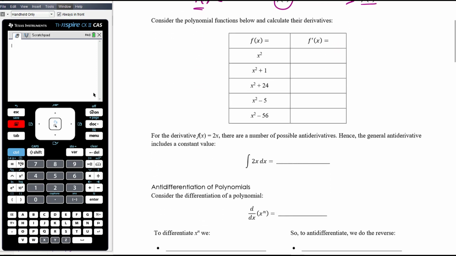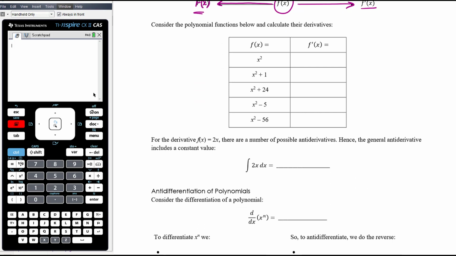Okay, let's think about the polynomial functions below. So we're going to establish our rules for antiderivatives by thinking about what we know about derivatives. Let's calculate the derivative for each of the following polynomial functions. So if f of x is equal to x squared, then f dash x, the derivative, and I know we've had a holiday in between, so let's refresh our memory. Remember, if we're differentiating x to the power of n, we do n times x to the power of n minus 1. So if it's x squared, it'll be 2 times x to the power of 1, so just 2x.